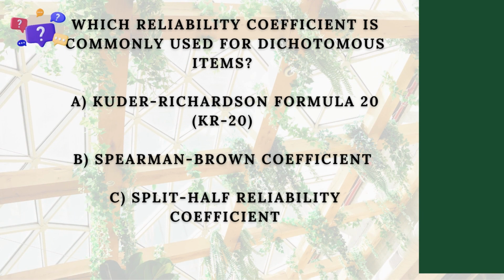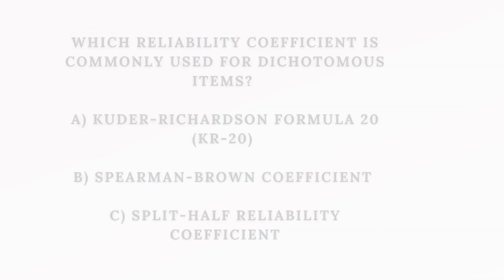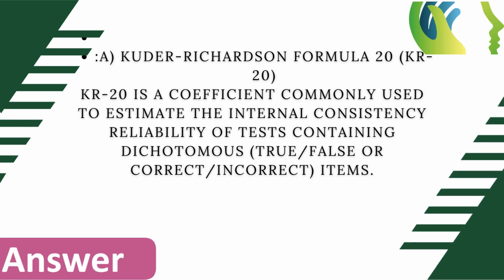Which reliability coefficient is commonly used for dichotomous items? A. Kuder-Richardson formula 20, KR-20. B. Spearman-Brown coefficient. C. Split-half reliability coefficient. A. Kuder-Richardson formula 20, KR-20. KR-20 is a coefficient commonly used to estimate the internal consistency reliability of tests containing dichotomous, true/false or correct/incorrect, items.